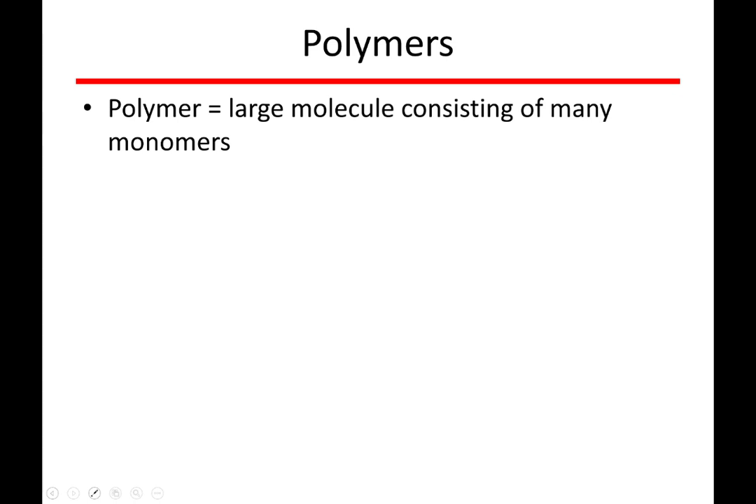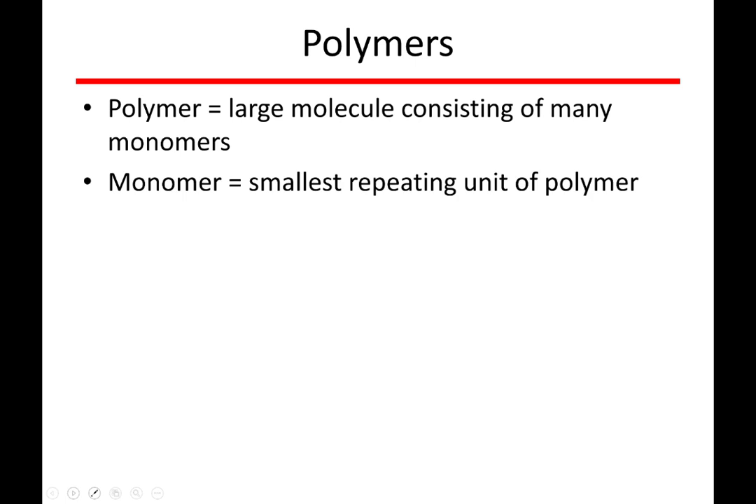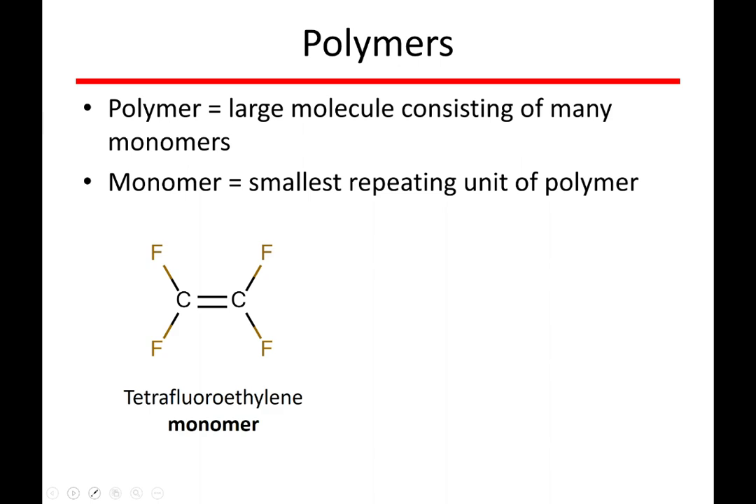So a polymer is a very, very large molecule that is made up of several monomers that are all bound together. So what's a monomer? The monomer is the smallest repeating unit of the polymer. So you just take a bunch of monomers and you link them all together, and that makes a polymer. We'll take a look at an example here.